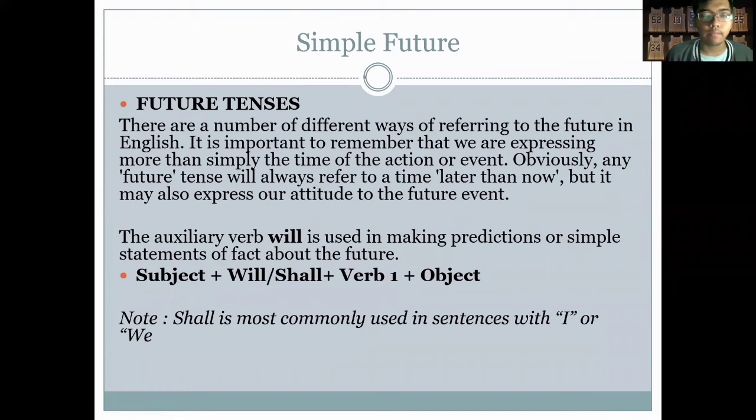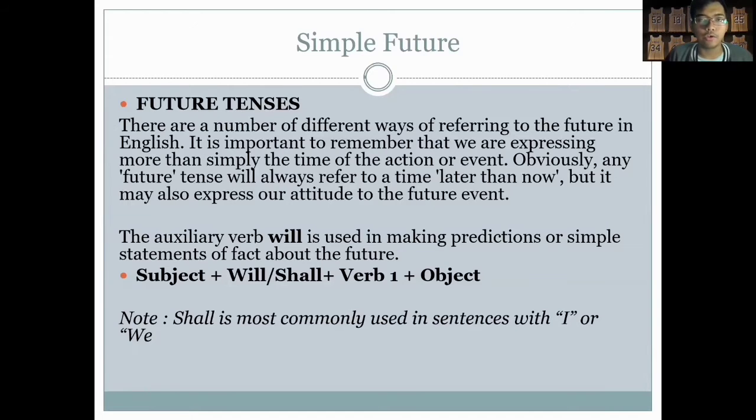So my name is Siagian, Jevandra, Vablo, Gloria, and I will explain about simple future tense to you guys. There are a number of different ways of referring to the future in English. It is important to remember that we are expressing more than simply the time of the action or event. Obviously, any future tense will always refer to a time later than now, but it may also express our attitude to the future event. To make it simple, the future tense is the tense that we use to express our activity that we are going to do in the future.